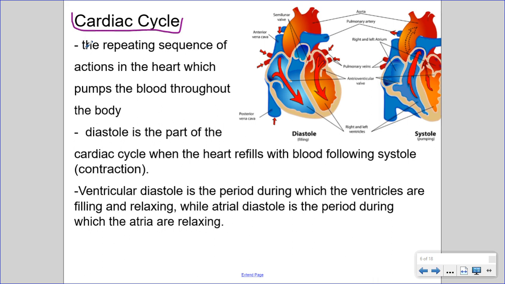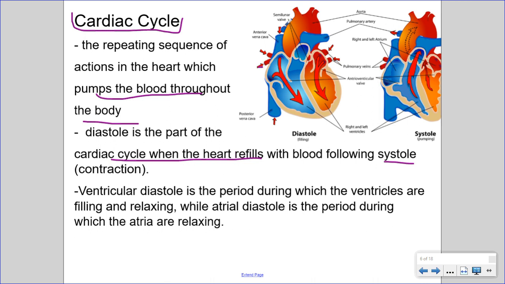The cardiac cycle is a repeating sequence of actions in the heart, which pumps blood throughout the body. So remember, there's the two parts, the diastole and the systole. The diastole is a part of the cardiac cycle when the heart refills, following systole, which is the contraction. So atrium contraction, ventricular contraction, and then there is a brief moment where the heart refills with blood.